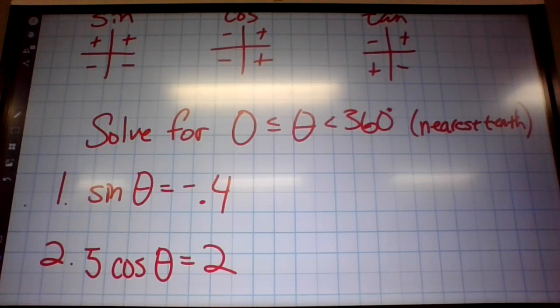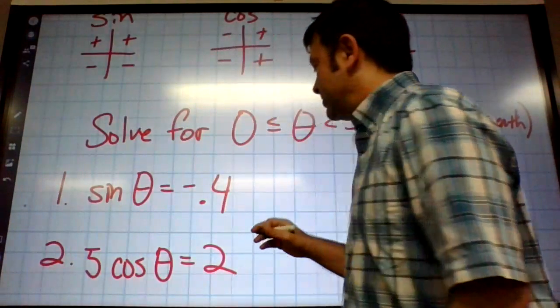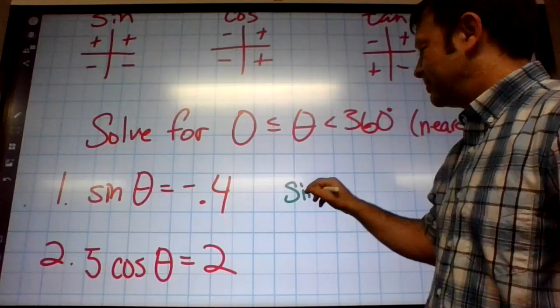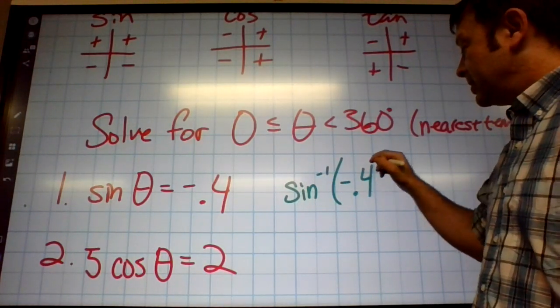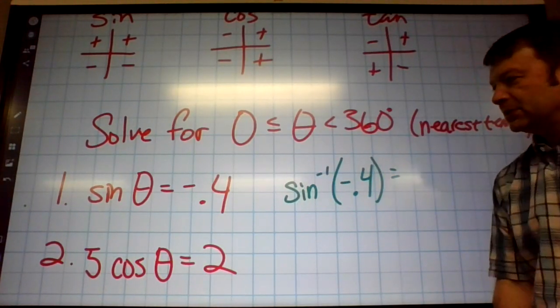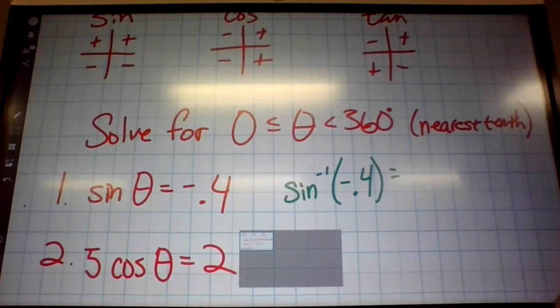Sine negative one. So, what's that called? Sine inverse. That's right. Sine inverse of negative 0.4. It says we're rounding to the tenth place also.